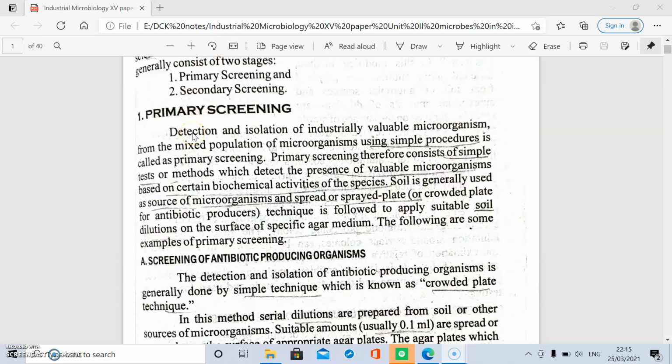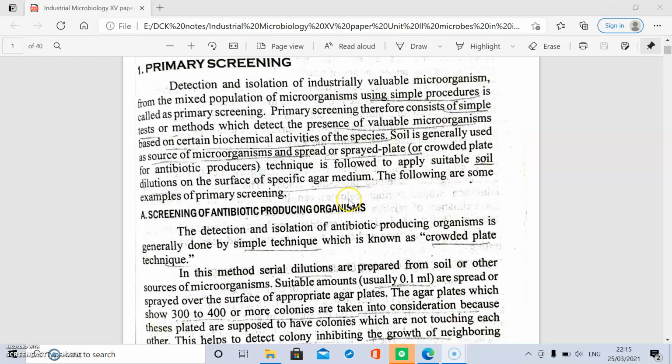The definition of primary screening: it is the detection and isolation of industrially important microorganisms from a mixed population using simple procedures. Here, simple tests or methods are used to detect the presence of valuable microorganisms based on certain biochemical activities of these species, and the source generally used is soil.